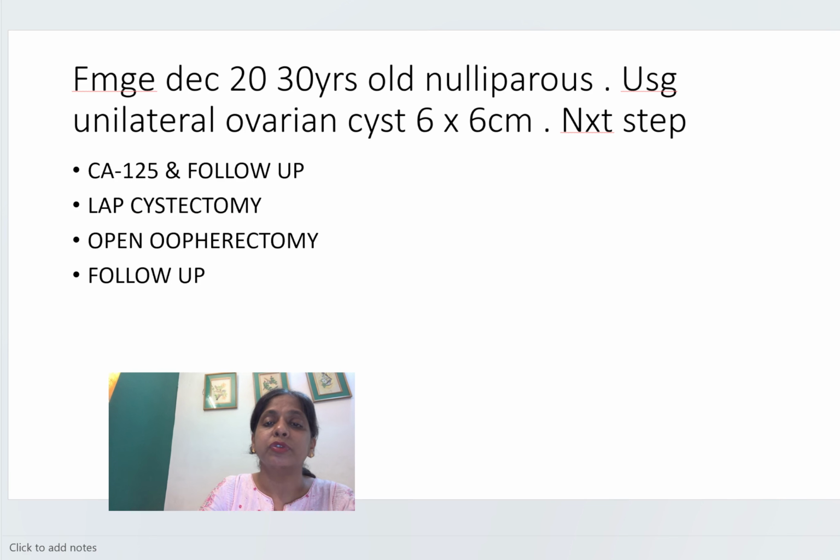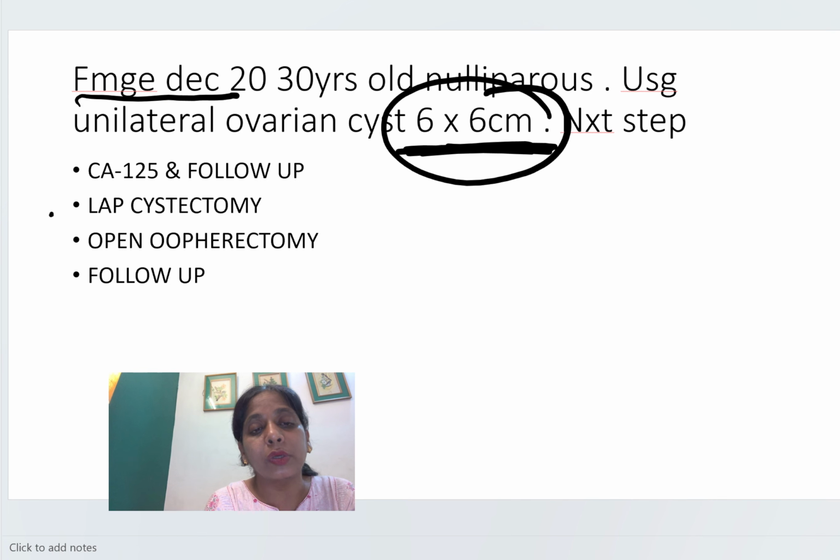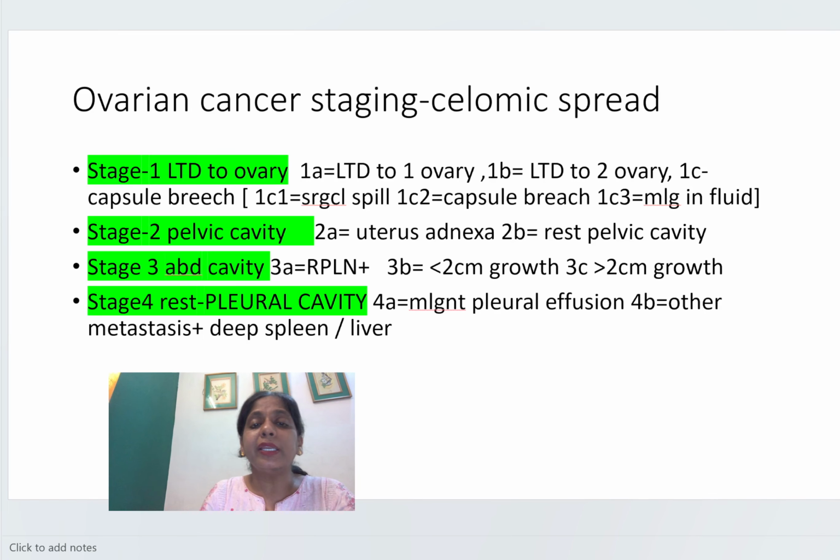Okay, this was the question which was asked in FMGE December 20. I have already told you that this was a simple small 6 into 6 centimeter. So the answer was lap cystectomy. Ovarian cancer staging is already discussed in the video. You know that all the cancer staging in one go. Okay, all the genital cancers were discussed in one go. In that video you can go and you can learn how we will remember the ovarian cancer staging.